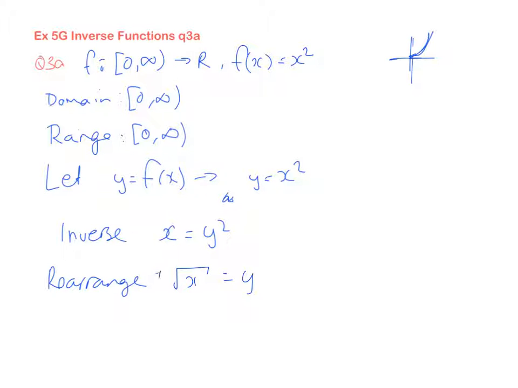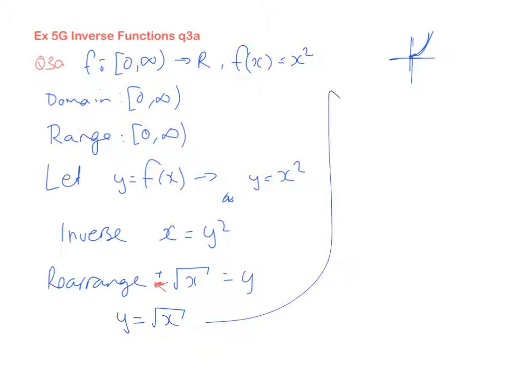Now normally I would have a plus and minus there, because a negative square root squared would still give me a positive. However, because my domain was only from 0 to infinity, I'm only interested in the positive part. So we don't want that part. So really, we only want y equals the square root of x, okay?